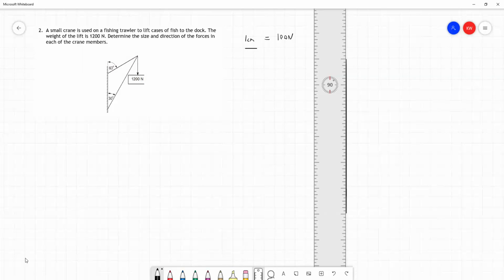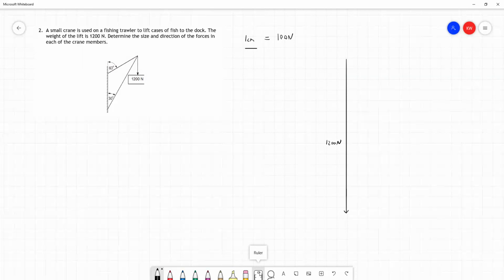That's my best attempt at a line of 12 of these intervals long, which I'm saying are equivalent to a centimetre on your piece of paper. And an arrow showing the direction. That's 1200 newtons.